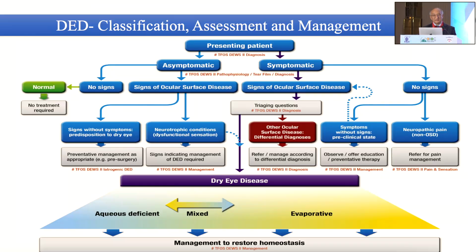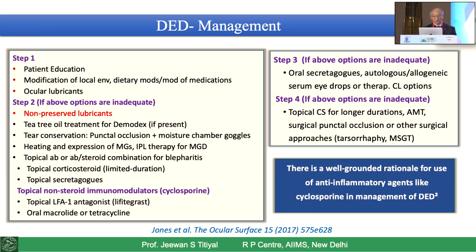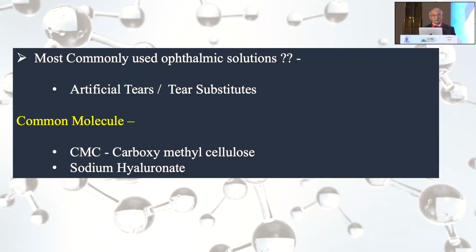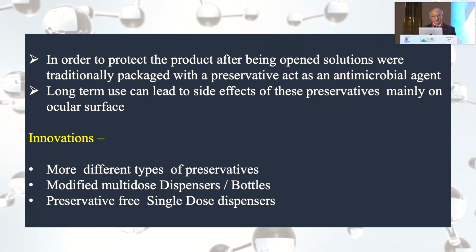This classification and treatment profile is well described for all of us, how to manage these patients. And you know that step 1, step 2. One thing which is very prominent here is the non-preservative lubricants, because that is what is required for chronic management. So this was a question I put to my students also: what is the most commonly used ophthalmic solution? They answered artificial tears. It is true that it is very commonly used, and the most common one has been CMC for us. Now sodium hyaluronate is getting the number 1 position in this category also.